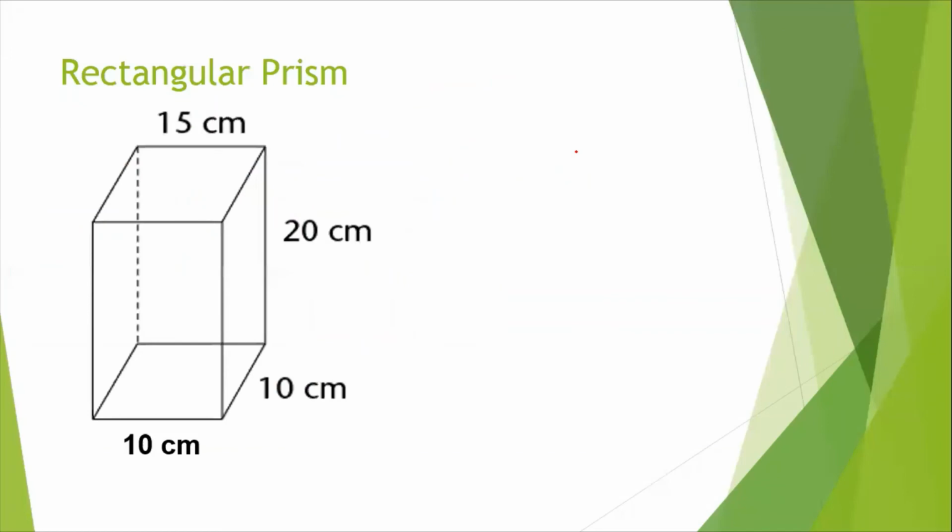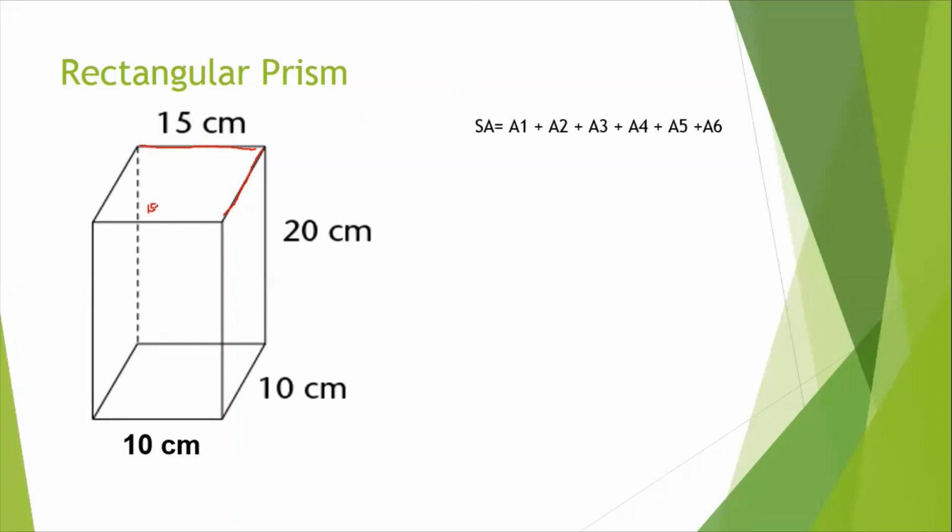Okay, and for our last example, let's find the surface area of this rectangular prism. Let's use our formula. A is equal to area 1 plus area 2 plus area 3 plus area 4 plus area 5 and plus area 6. Let's start with our top one here. The top part, we have 15. The side is 10. So 15 times 10, that is 150.